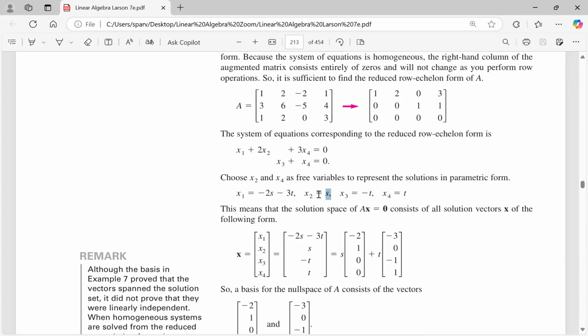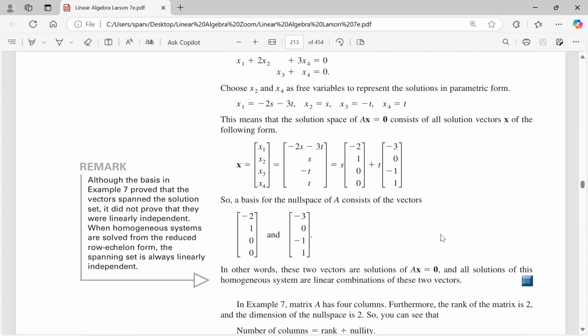And we have two free variables, right? Two free variables. So that means the nullity of this is 2. The null space is 2, because we have two free variables. And here's a solution, by the way, to the system in parametric form. A basis would be this column vector, -2, 1, 0, 0 forms a basis. -3, 0, -1, 1 forms another basis. And there you have that one.